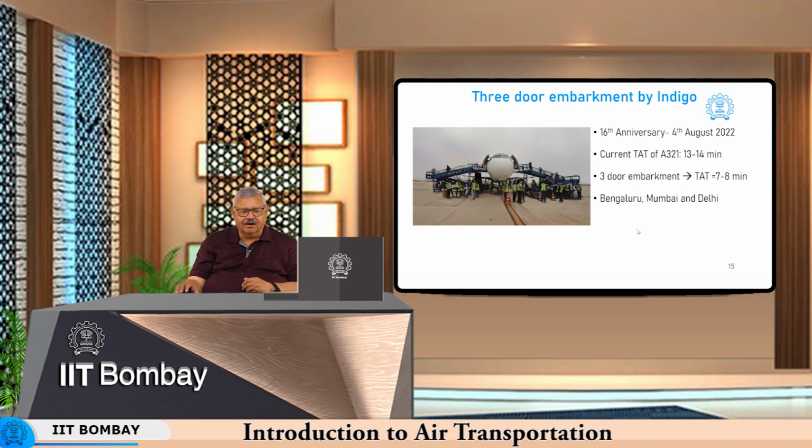Now, these strategies were attempted at 3 major airports, Bengaluru, Mumbai and Delhi, and once they are tried out and tested, they will be slowly implemented at all other stations. Interestingly, this is the first time in the world that any airline has used a strategy of using 3 doors for deboarding and boarding of the passengers, and you can see that the turnaround time has come down drastically, allowing the aircraft to be in the air for more time.